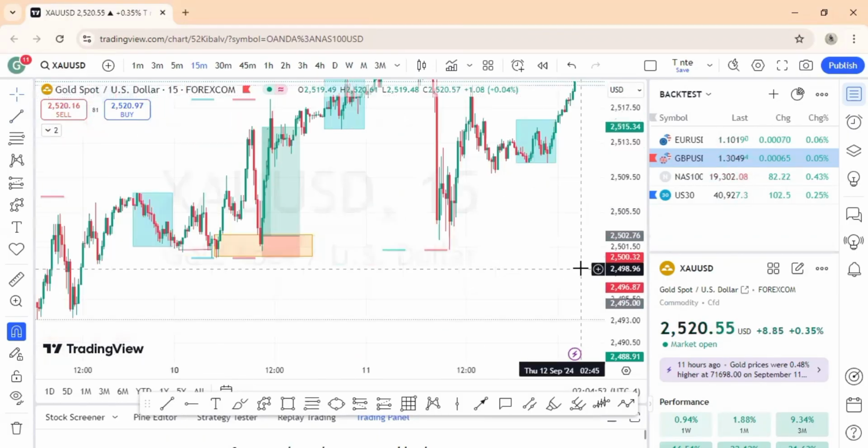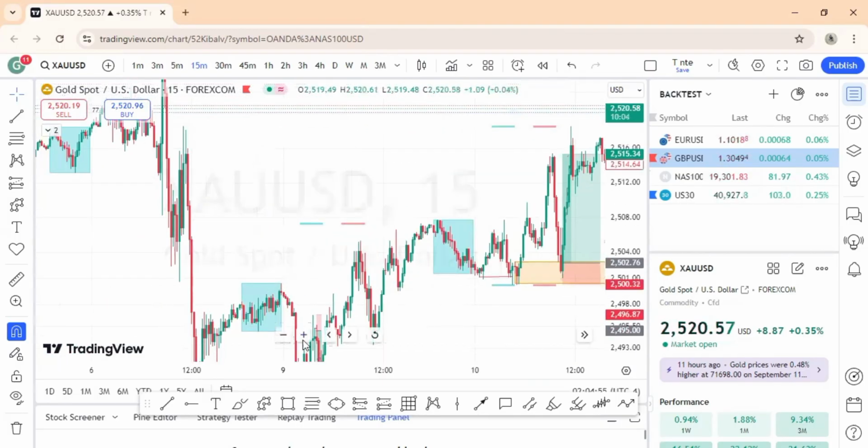So let's look at the trade again. Look at it. You can see there.